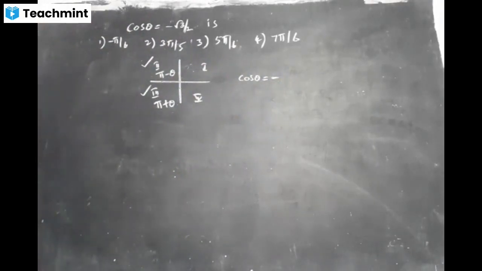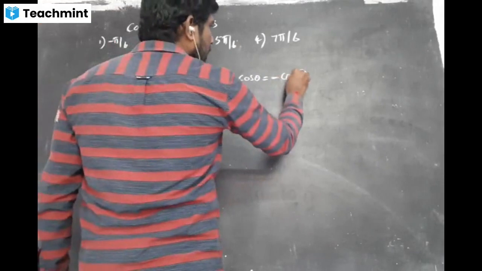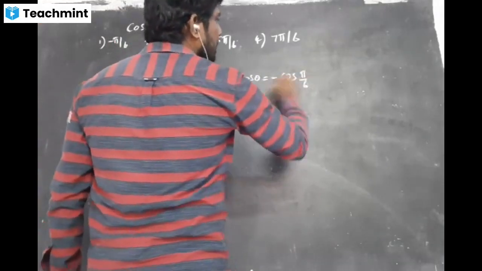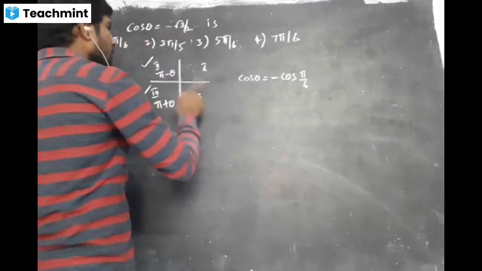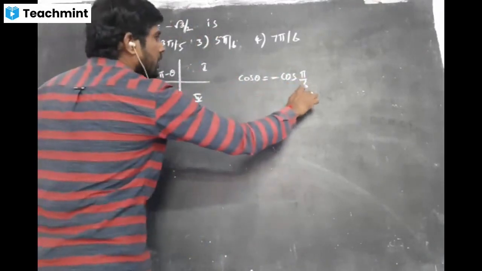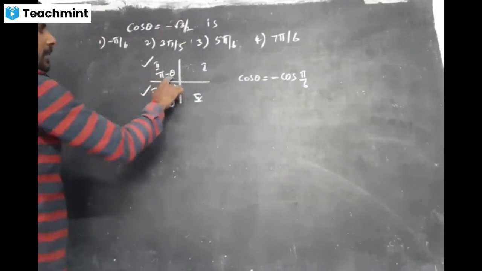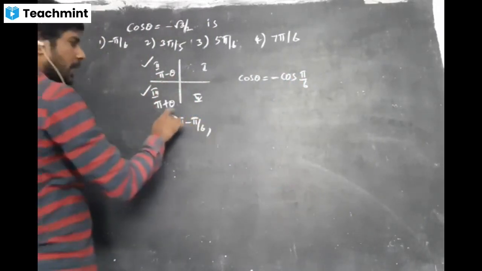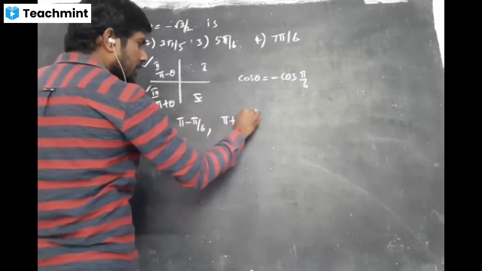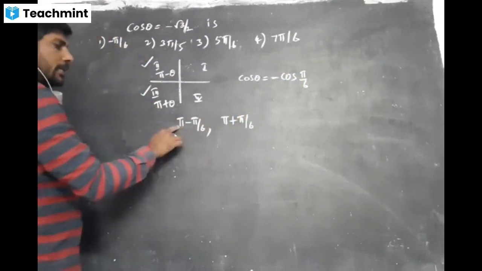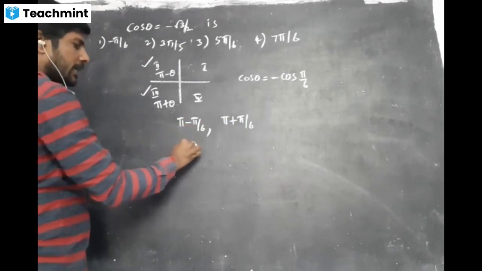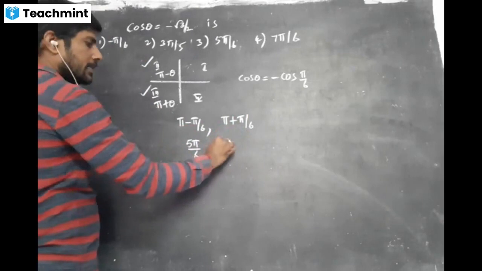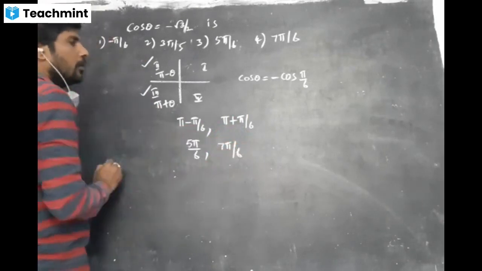When cos theta is root 3 by 2, is it cos 60 or cos 30? It's 30. Cos 30, and 30 means pi by 6. So here the angle alpha is pi by 6. So pi minus theta, pi minus pi by 6, is one value, and pi plus theta, pi plus pi by 6, is another value. So 6 pi minus pi over 6, 5 pi by 6 is one value, and 7 pi by 6 is another value.